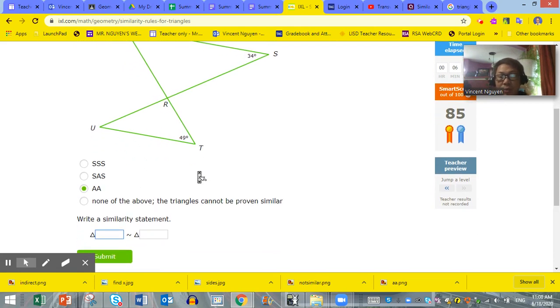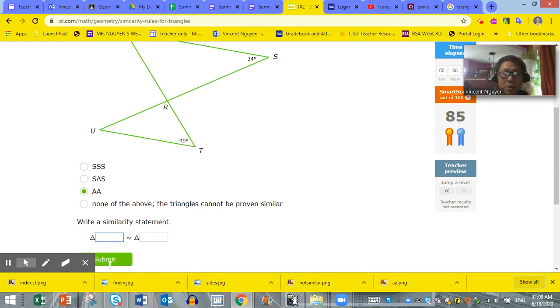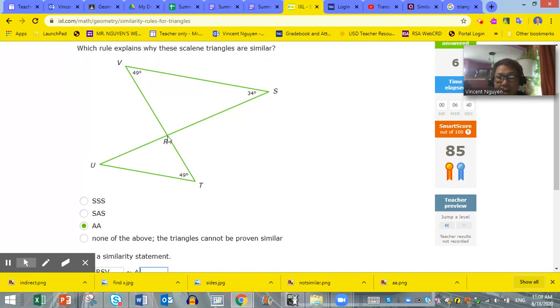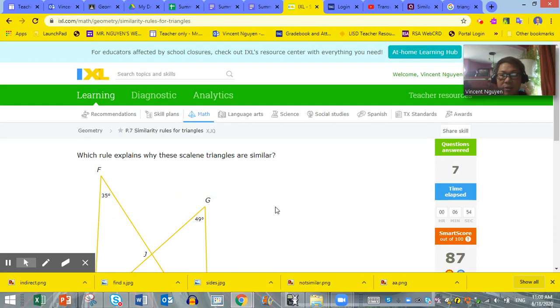Okay, so I'm going to do RSV for the first one, for the large one. So RSV. And then the small one, I'm going to do the same thing. Vertical angle, little one. How do I know this is little one? Because it's 34, okay? And then 49. So RUT, RUT. And submit. And there you go. Fantastic.